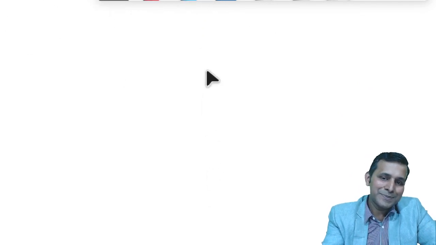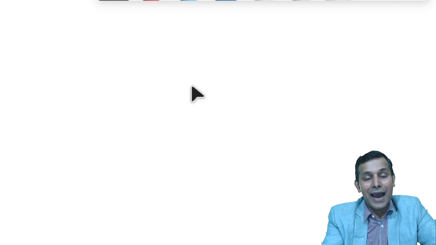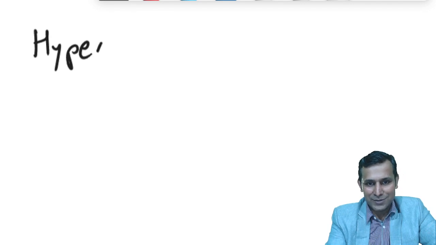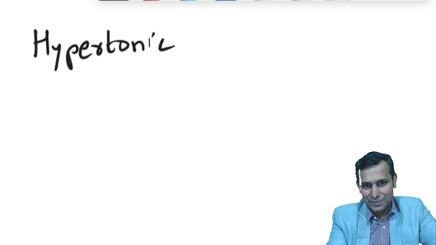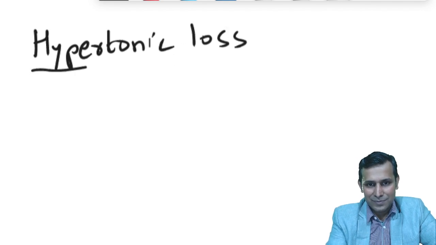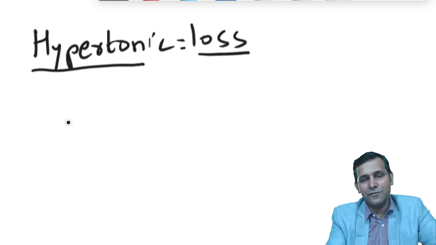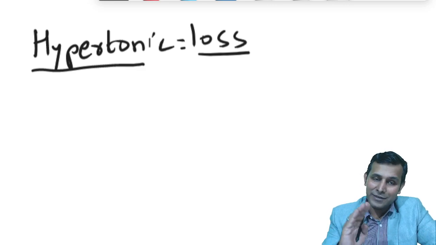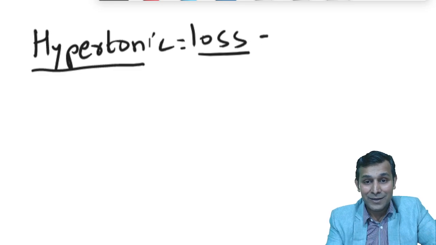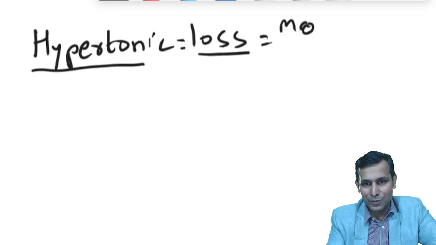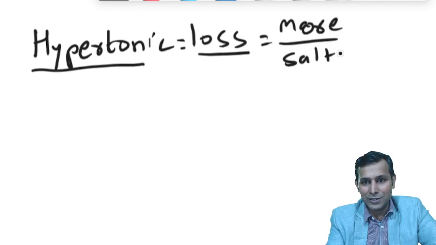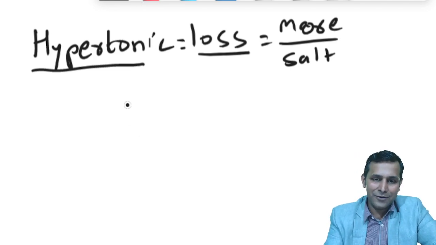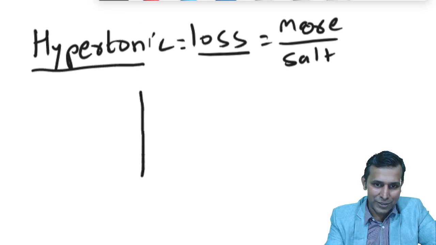Let us go with the last one of the plots, that is hypotonic loss. Now what happens if there is loss of hypotonic fluid? It means a person is losing more of the salt and water is remaining in the body. More salt is lost and water remains. So let us see what the changes are here. Again I will draw the plot here.